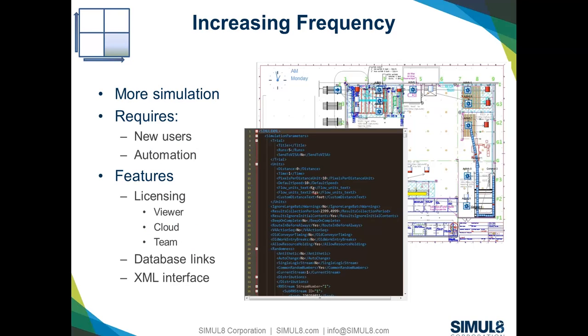So as we move across the quadrants to the right-hand side, the increasing frequency of process improvement challenges that we have, this really means that you're going to do more simulation work, more modeling. What this sometimes requires is new users, but it can also require automation. Automation to help you be more efficient, to build your models more quickly, to leverage the computing technology to reduce the level of effort it takes for every model that you build. Of course, back to the easy to learn part, new users, it's easy to bring new users up to speed in SIMUL8 and bring them on board.